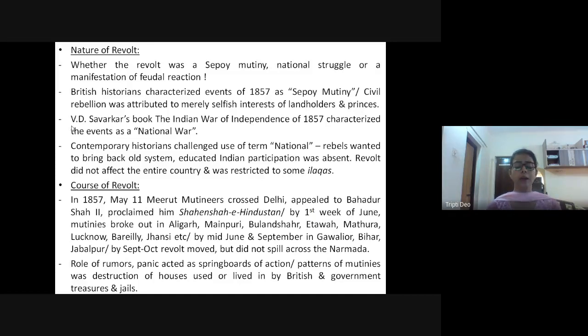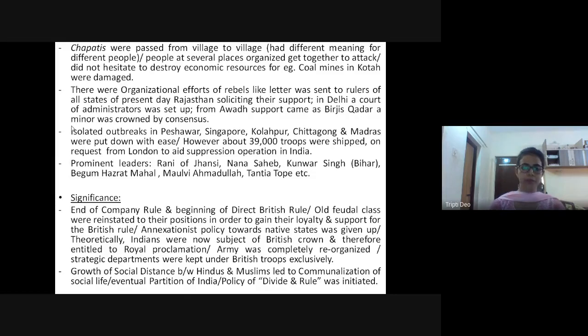The pattern of the mutinies was the destruction of houses used or lived in by the British, and of government treasuries and jails. So what the rebels attacked, in terms of the physical manifestation, were British government offices, treasuries, jails, and houses of Britishers. These were the places attacked by the mutineers, or the rebels. Chapatis were passed from village to village. This is an interesting study of how roti ko ek village se dusre village logo ne pass kiya. This was the way people forwarded the rebellion from one place to another. And of course this has a different meaning for different people.